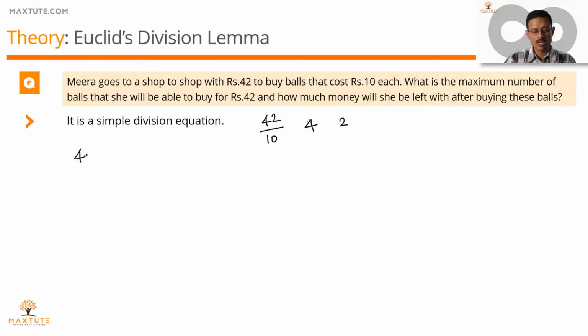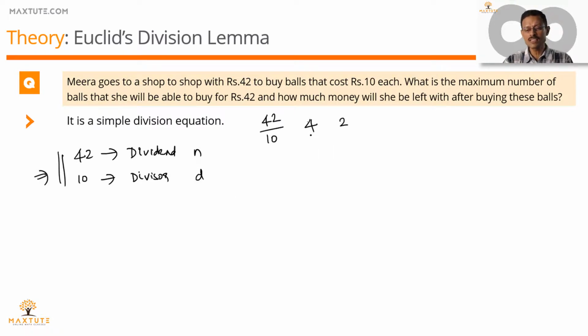The 42, the amount of money that she went with, is called the dividend of this division. Usually, let's represent it with an alphabet N for it. The cost per ball, 10, is called the divisor of this division. Let's call it D. The entire Euclid's division lemma always is applied on these two numbers to result in these two. The 4 that we have got in this division is called the quotient of this division.